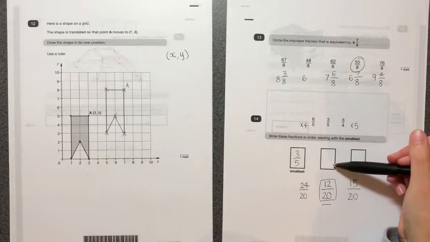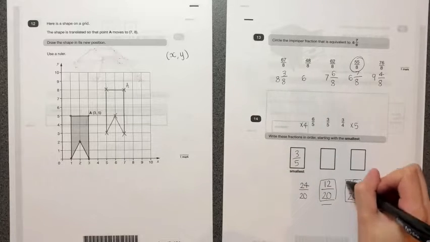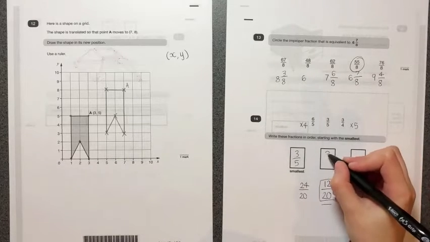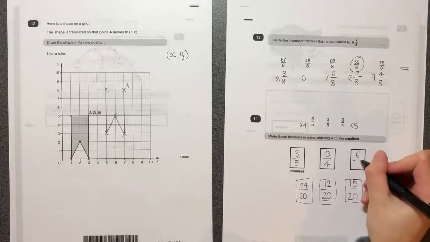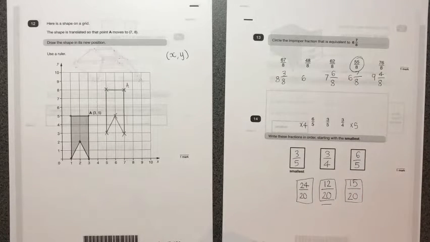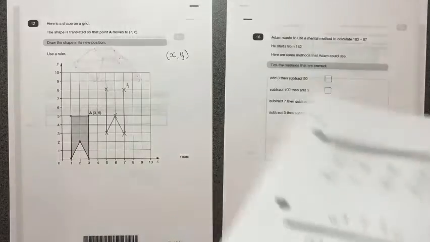Our second smallest one is this one, which is 3/4. And our biggest fraction is this one, which is 6 over 5. Like so. Moving on.